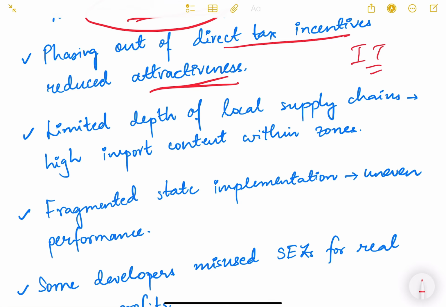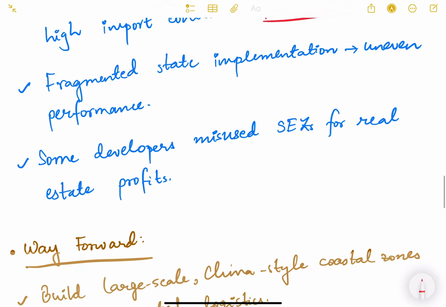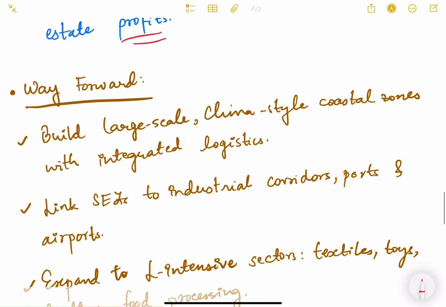Limited depth of local supply chains, high import content within zones. A lot of raw materials were imported and we were dependent on imports, so we had to do away with a lot of import duties and the tax that would have been collected through them. So again, there was a limited depth of local supply chain. Locally produced inputs were limited and we had to depend a lot on imports. Fragmented state implementation, uneven performance. Not all states had equal implementation of this act. Some states performed well, like Tamil Nadu, Karnataka, Maharashtra, but some states lagged behind. Some developers misused SEZs for real estate profits. That is another problem.